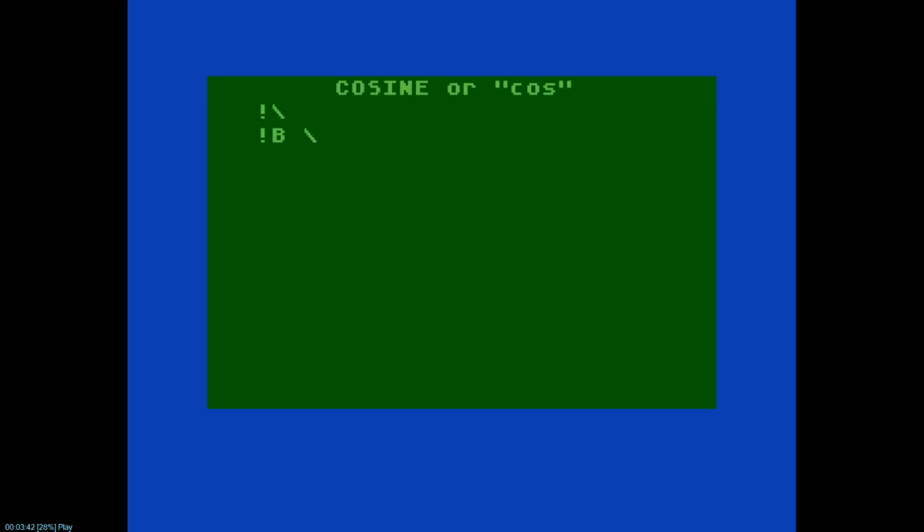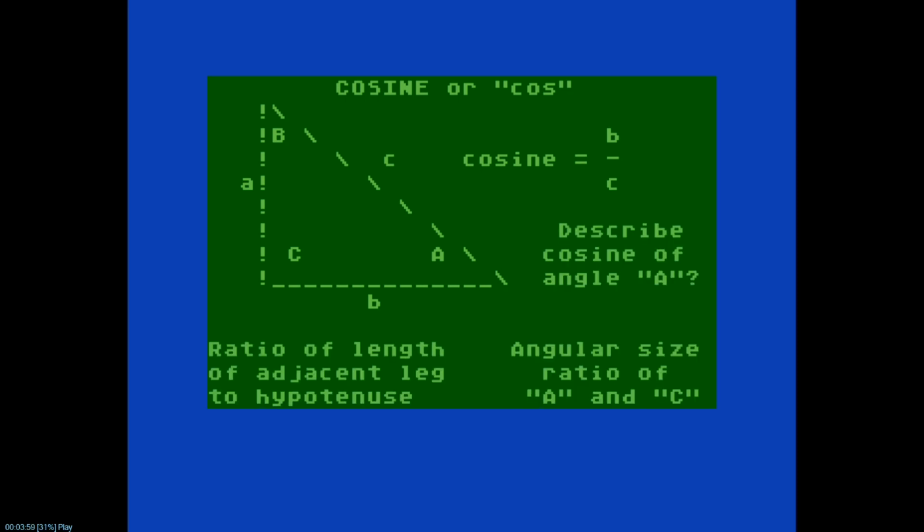Of course, this constant ratio of the base, or leg adjacent to angle A, divided by the hypotenuse, is called the cosine of the angle. Sometimes the word cosine is abbreviated as cos in lowercase. How would you describe the cosine of angle A?